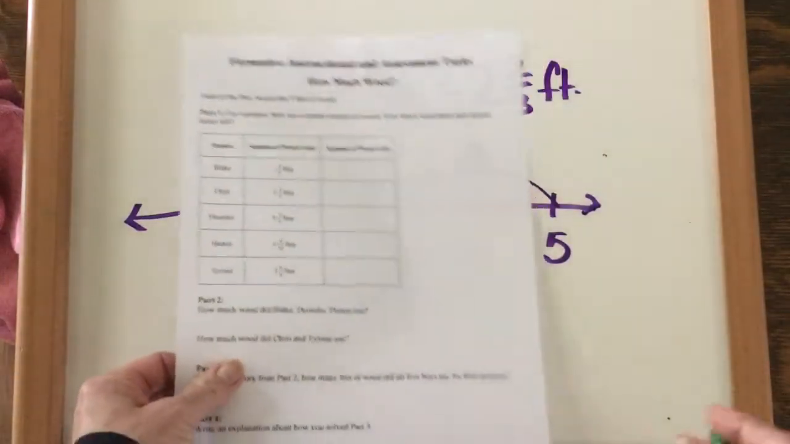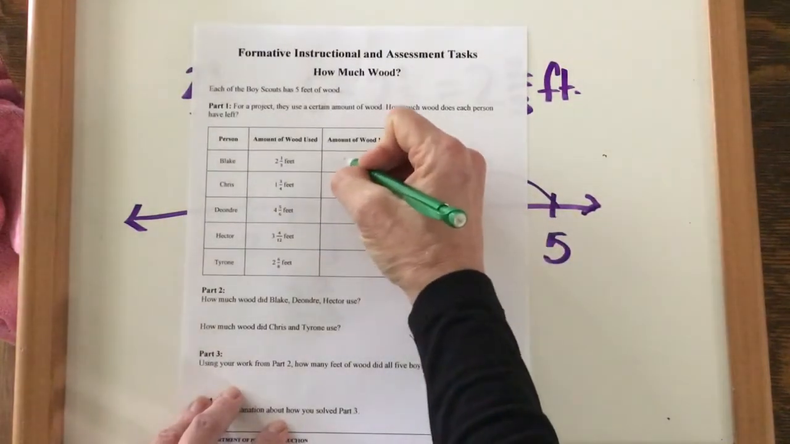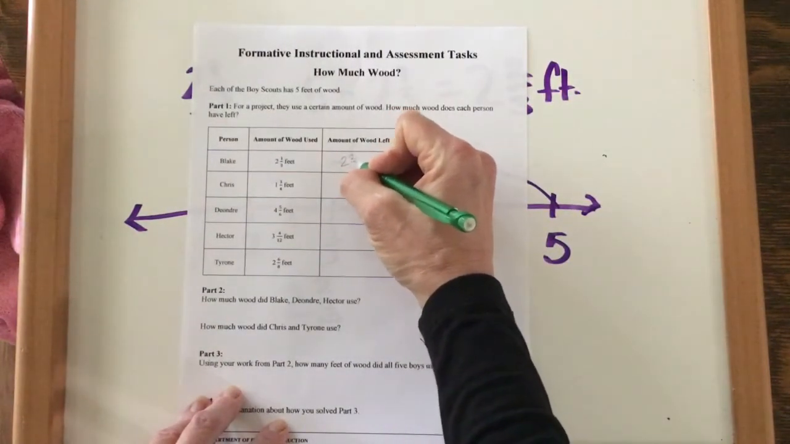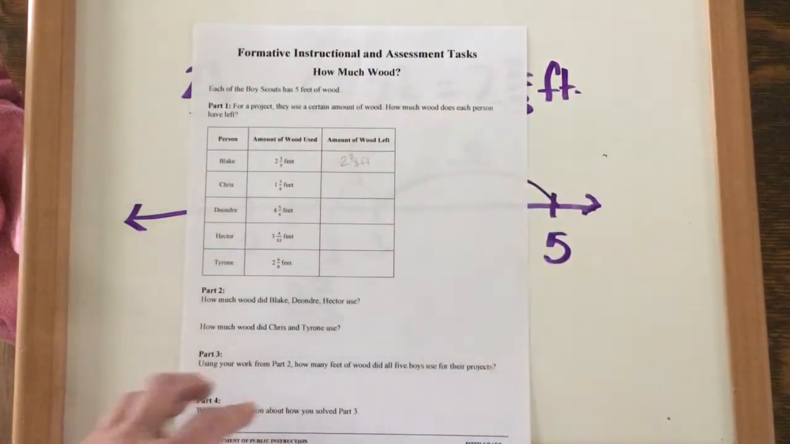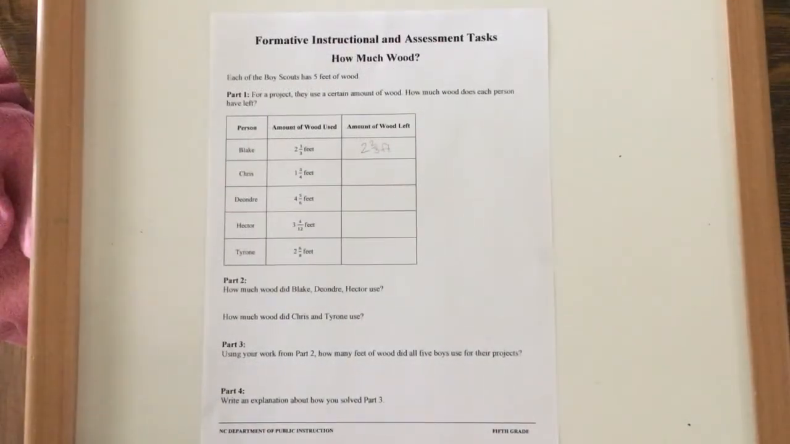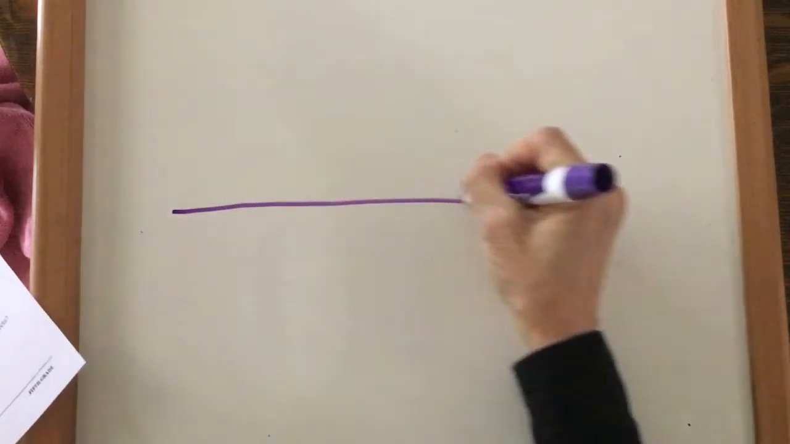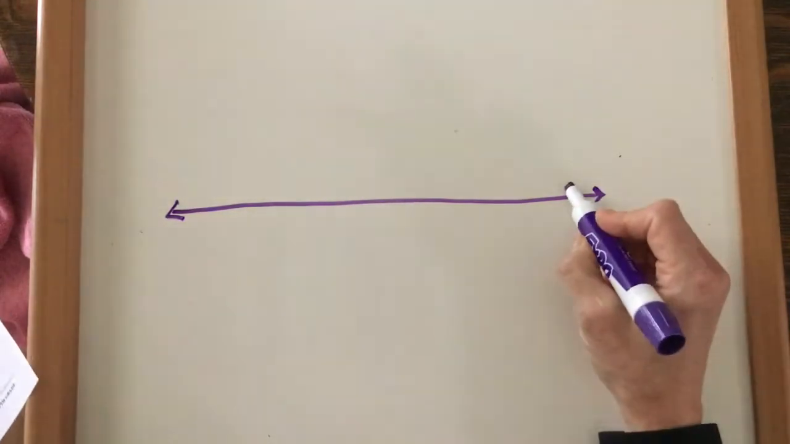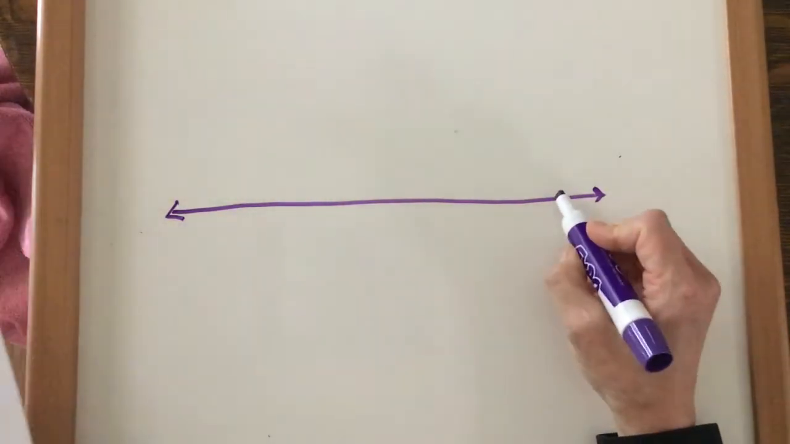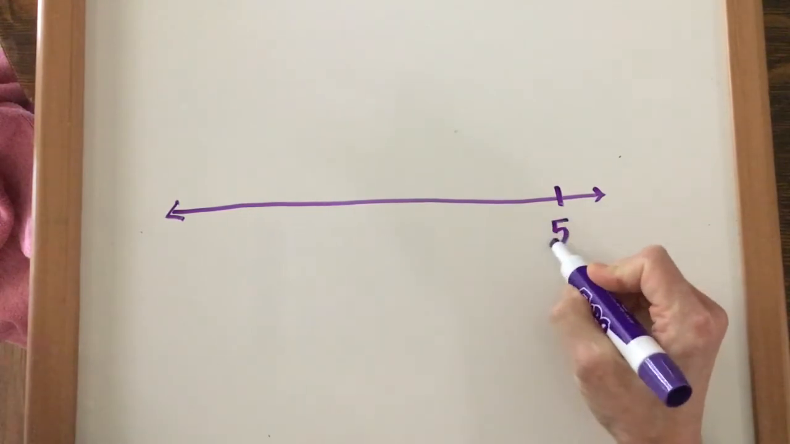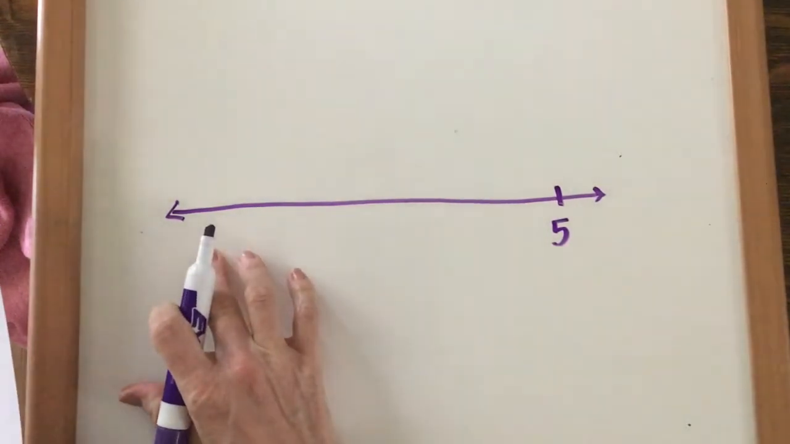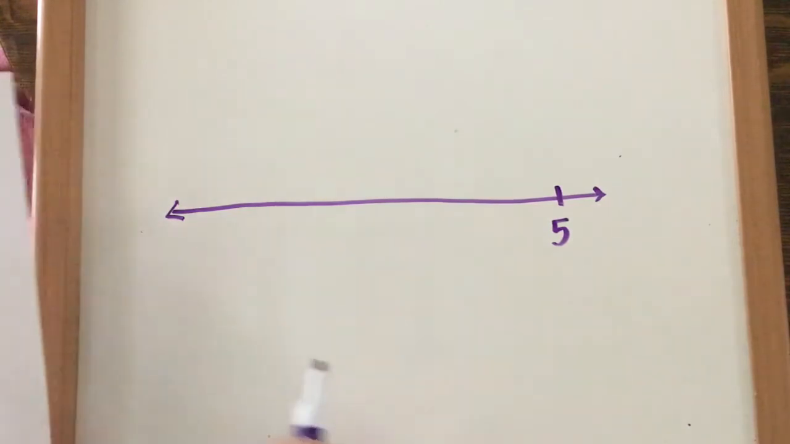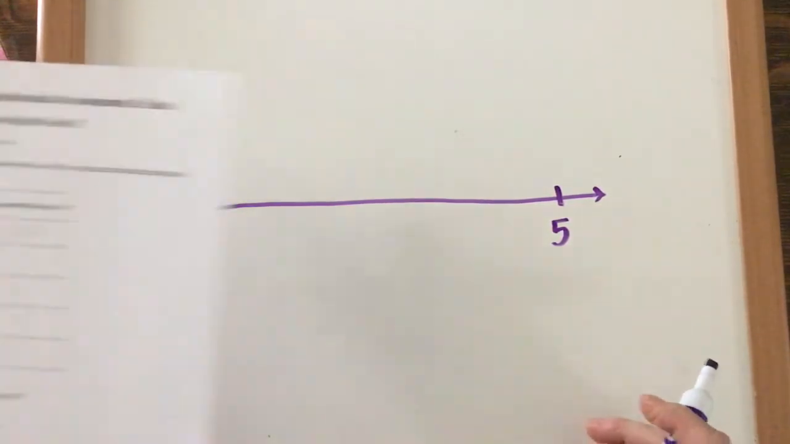I'm going to write on my sheet of paper that the amount of wood left is 2 2/3 of a foot. Next we're working with Chris. Chris used 1 3/4 feet of wood. We have the same situation. We know that each boy started with 5 feet of wood. So I'm going to make a number line, and since I'm doing subtraction, that's why I'm starting on this end instead of my 0 end, because I'm figuring out how much wood is left. So this is a subtraction problem.